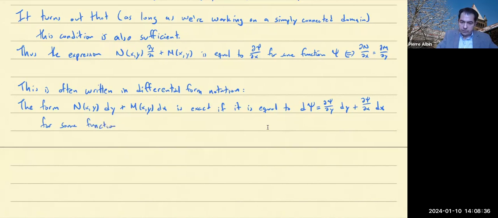For some function psi. And this happens, again, as long as we're on a sufficiently nice domain, this happens if and only if the derivative of n with respect to x is equal to the derivative of n with respect to y.